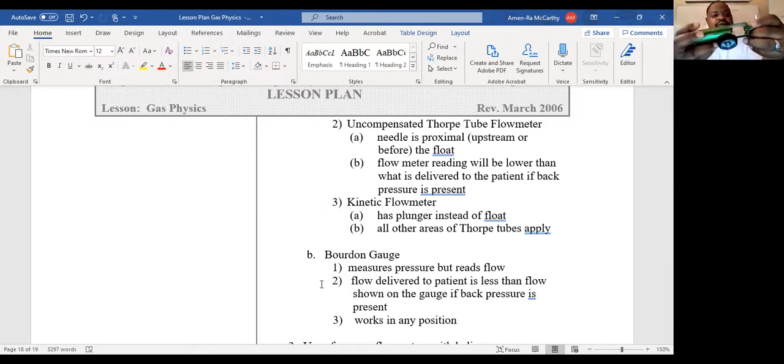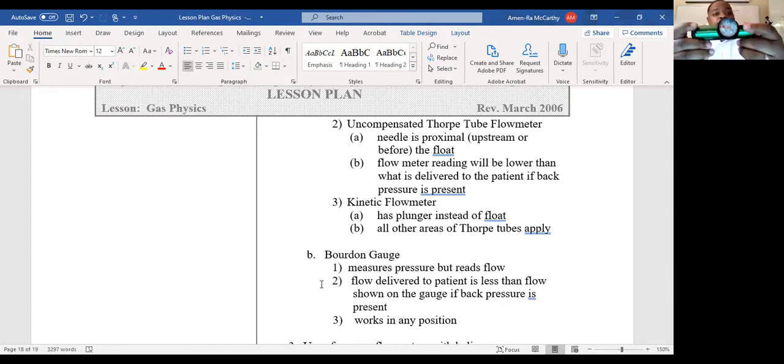This whole thing is a regulator that has a flow meter on this side, right? And it uses the Bourdon gauge to read the pressure, okay? All right. Now, this one happens to be a PISS because it has the yoke and the pin connections.